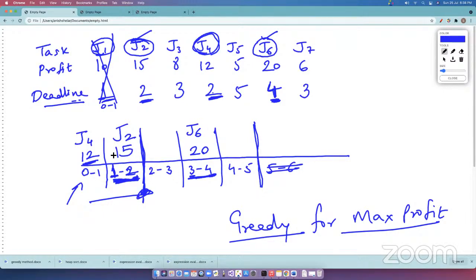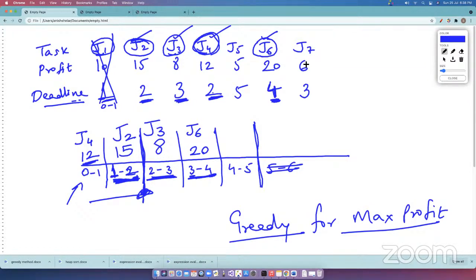Okay. So J2 was done, J4 was done, J6 was done, J1 was sacrificed. Let's see, next job. Yeah, this one, 8. 8 is the profit, J3. Look at its deadline, it's 3. It can be done between 2 to 3. Very well. So J3 will be done here and its profit is 8. So J3 is done within its deadline.